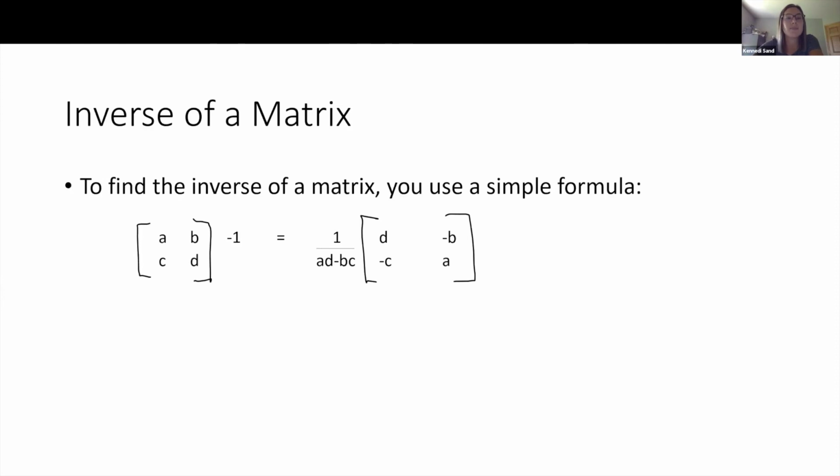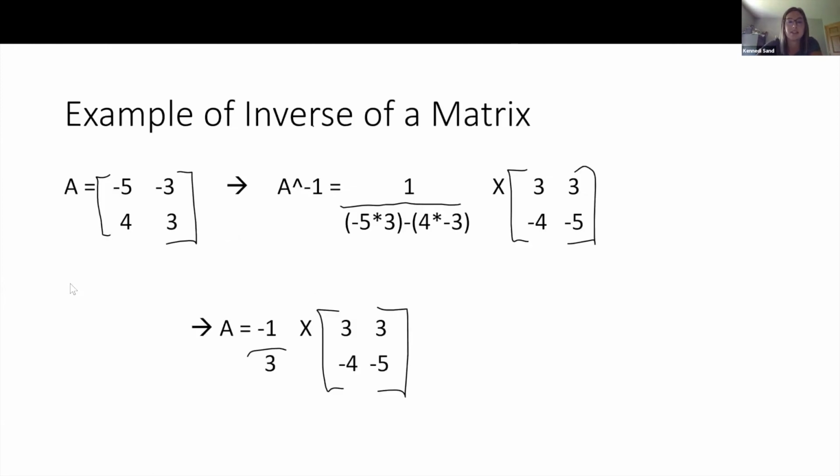Then the inverse of a matrix, you just use this formula. You take your original matrix and you inverse it, which would be 1 over A times D minus B times C, and then you take that times the matrix of A and D flip-flopped from the original one, and then you add a minus sign to C and B. And then here's an example of that.